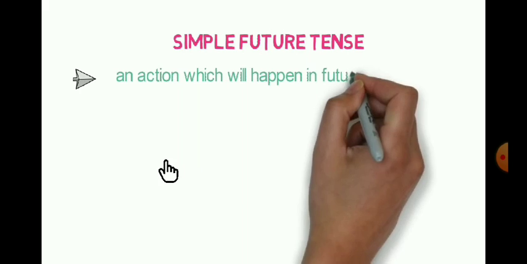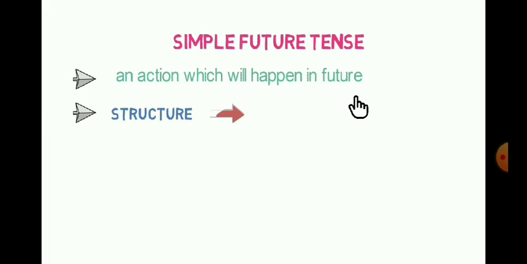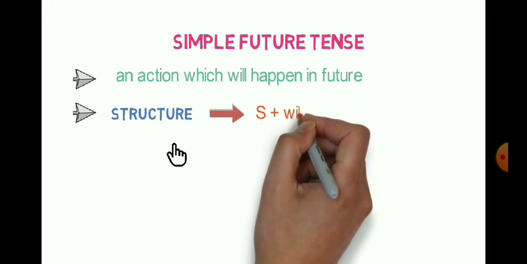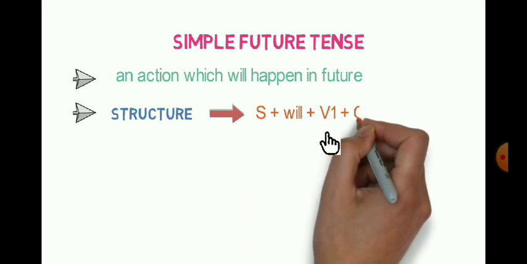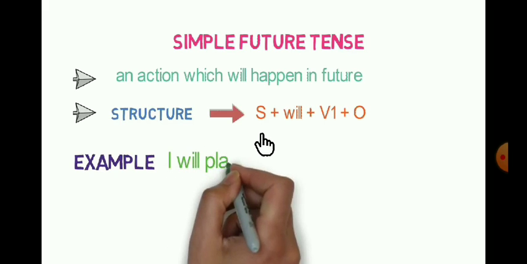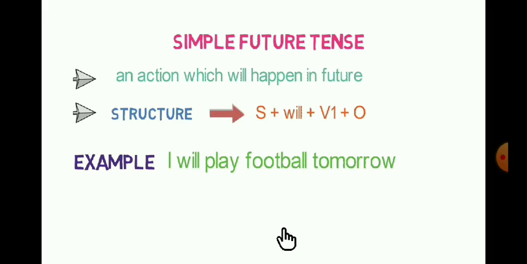Which one? Simple future tense. So what is simple future tense? An action which will happen in future. An action which will happen in future is called simple future tense. So what is the structure here? It is subject plus will plus verb in the form of one plus object. Okay, so here we have subject will plus verb one plus object. This is what you want to memorize.